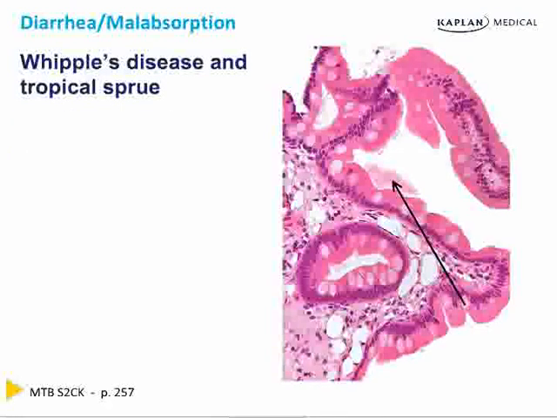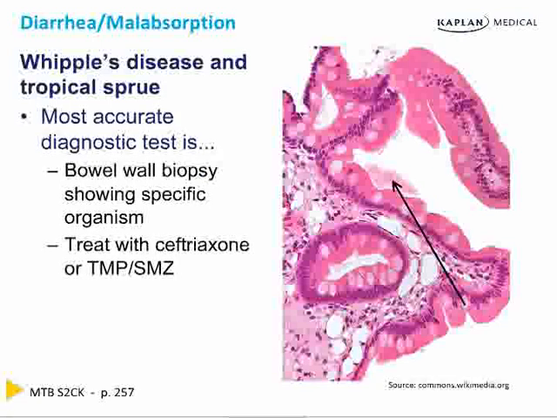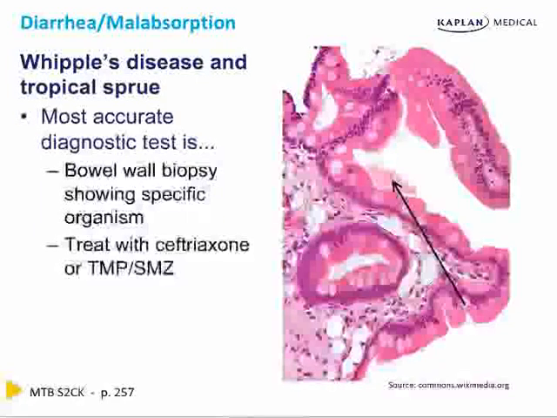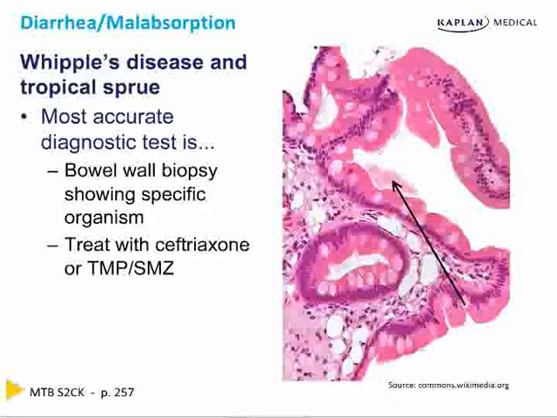The most accurate test for Whipple's disease and tropical sprue is obtaining a bowel biopsy showing the specific organism. In Whipple's disease, you're going to reveal the presence of an organism that will read as the following: a PAS-positive, non-acid-fast macrophage inclusion. The way you treat them is with ceftriaxone or trimethoprim sulfamethoxazole.